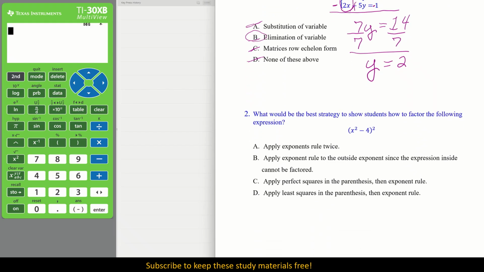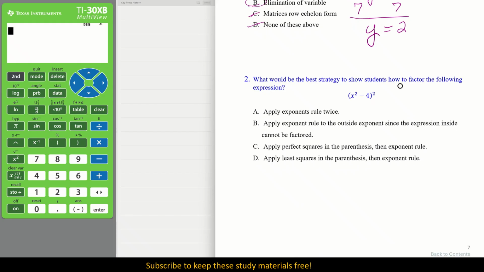Okay, let's look at number 2. What would be the best strategy? The best strategy shows students how to factor the following expression. Okay, now this one is going to take some thought. Okay, for me, there were two ways to think of this.